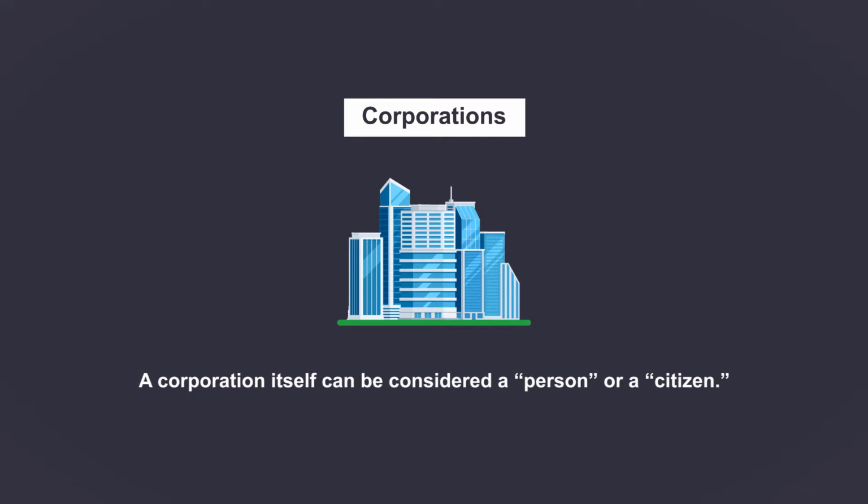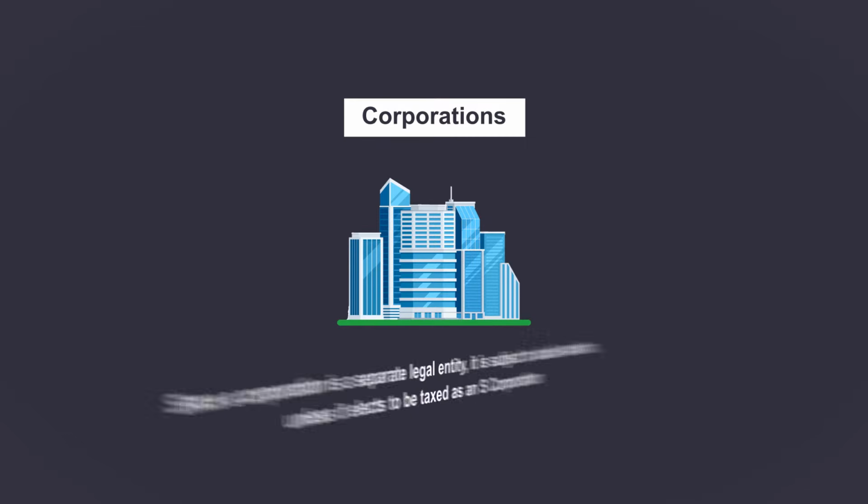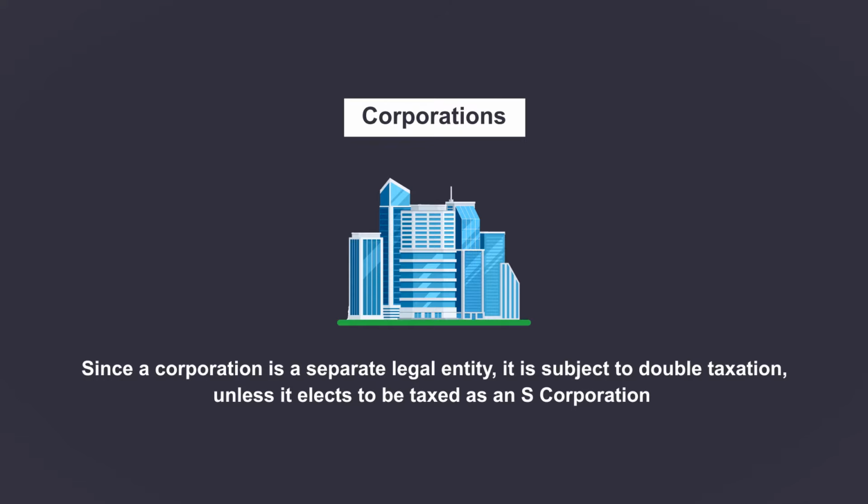Such classification is important for corporations because personhood entitles corporations to many important protections provided in the Constitution of the United States, while citizenship is important for jurisdictional issues in litigation. And 8, since a corporation is a separate legal entity, it is subject to double taxation, unless it elects to be treated as an S corporation, which is so called because it's taxed under subchapter S of the Internal Revenue Code.